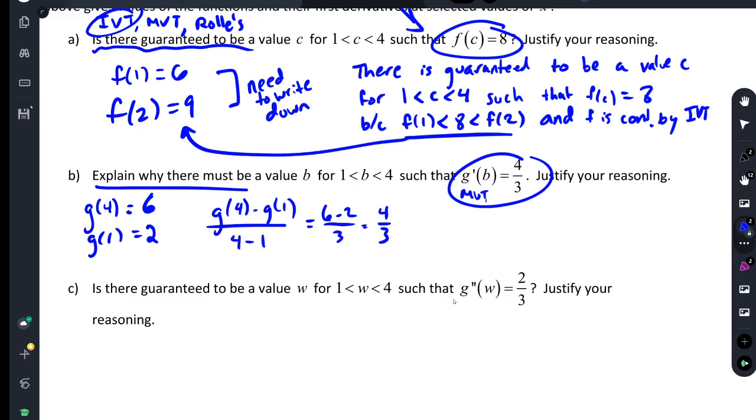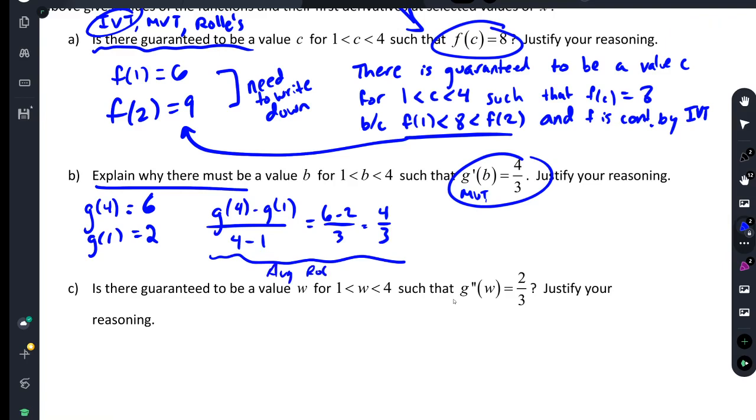And MVT tells me that there is some time where g prime of c, or in this case b, that derivative, must equal this average rate of change. So I just showed, this is important. I need to show this work. I can't just say, oh yes, by MVT it works. I need to have actually shown that this was that average rate of change, right? I plugged it in. I'm showing that I plugged it in.